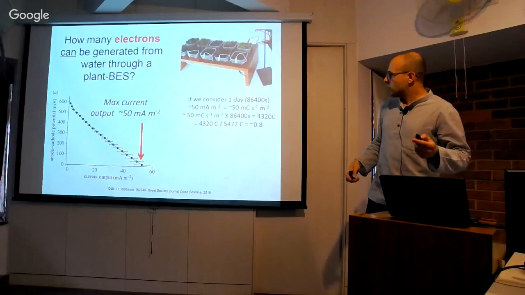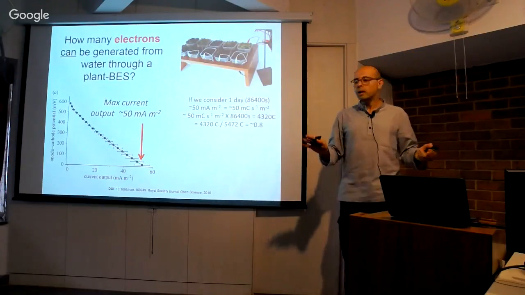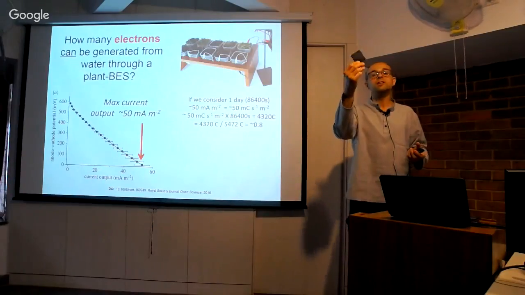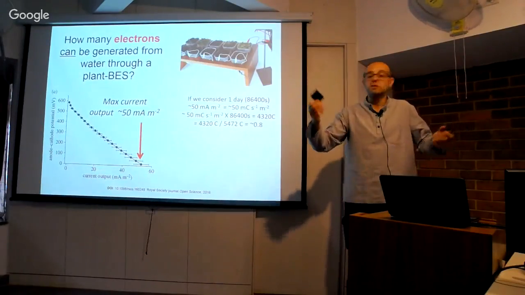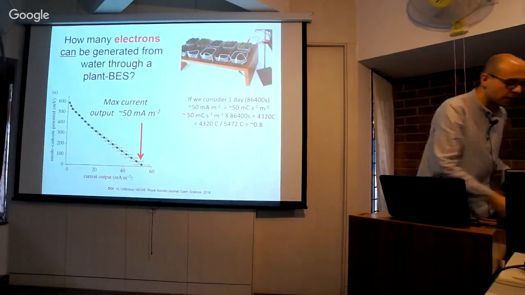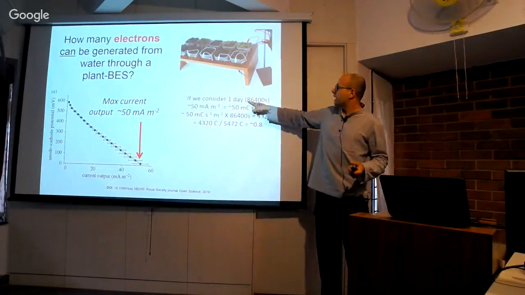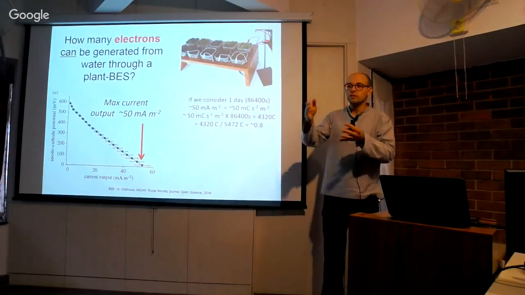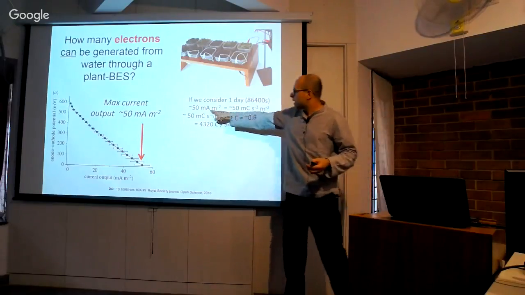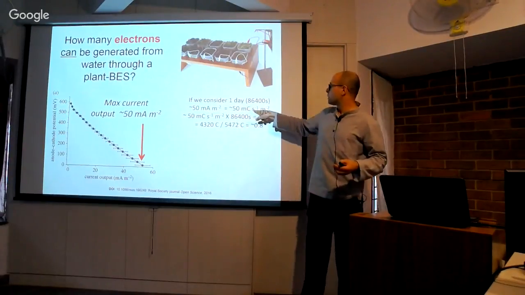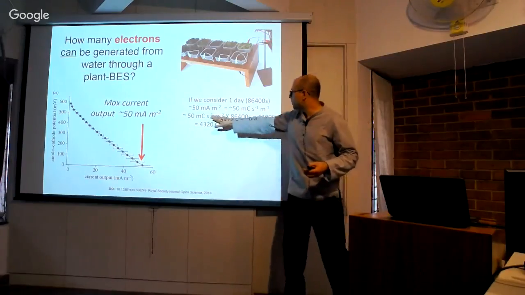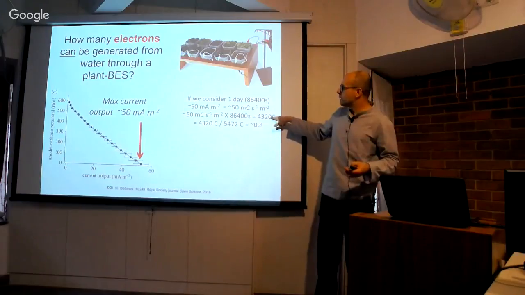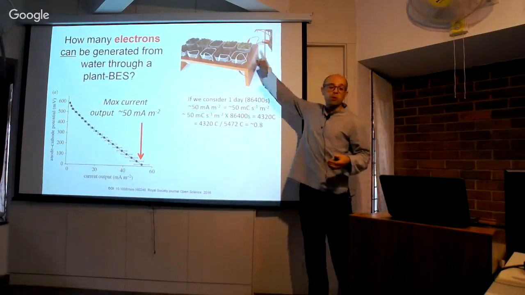So if we consider in an arbitrary way 1 day of operation, I decided on 1 day because more or less I need to recharge my mobile every day. In 1 day, there are 86,400 seconds, 24 times 3,600. As milliamps are millicoulombs per second, if we multiply these, we can calculate the number of coulombs that we can generate from moss.